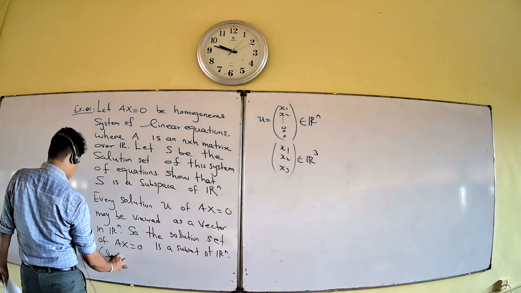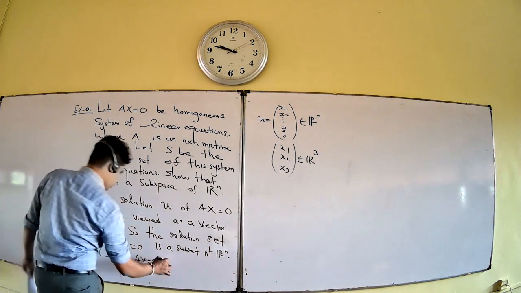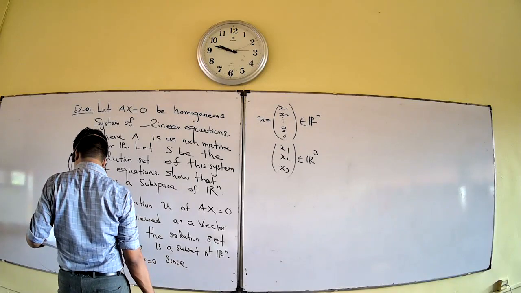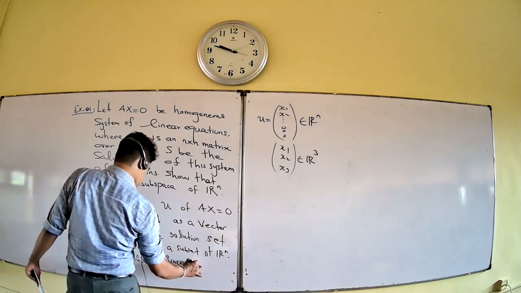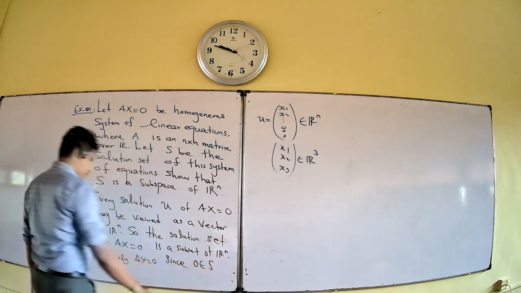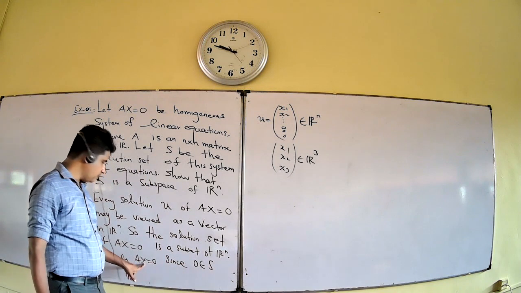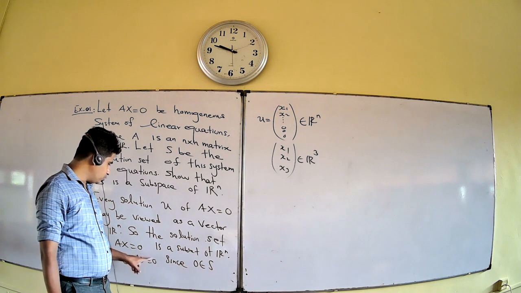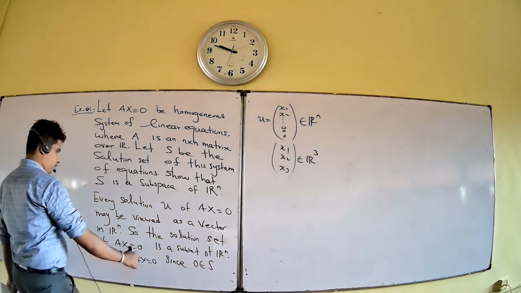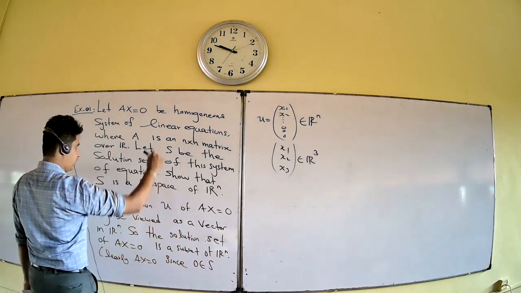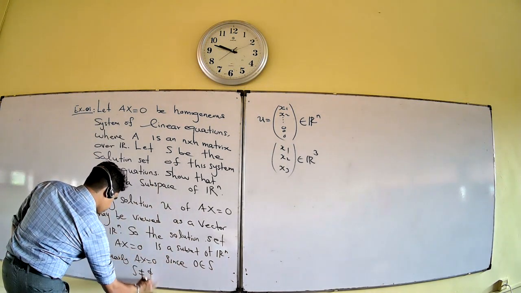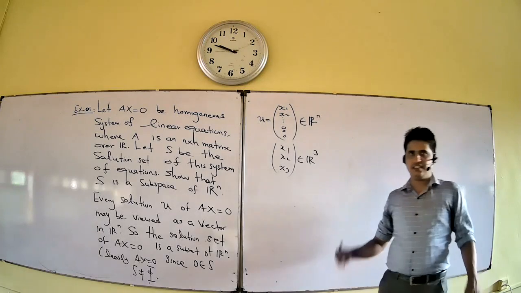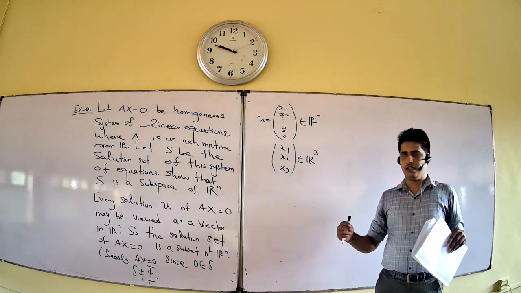Clearly, since the zero vector belongs to S, when x is 0 the matrix product Ax is also 0. Therefore the zero vector is in the set S. S is the set of all solutions, and 0 is one of the solutions. Therefore, the set is non-empty.